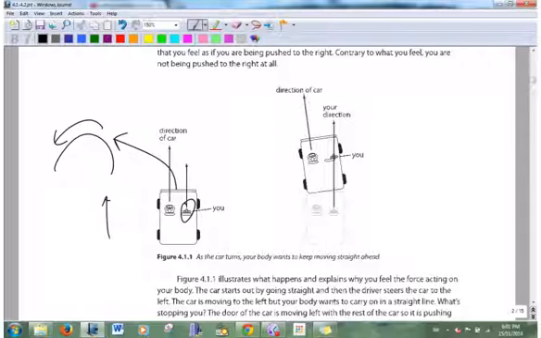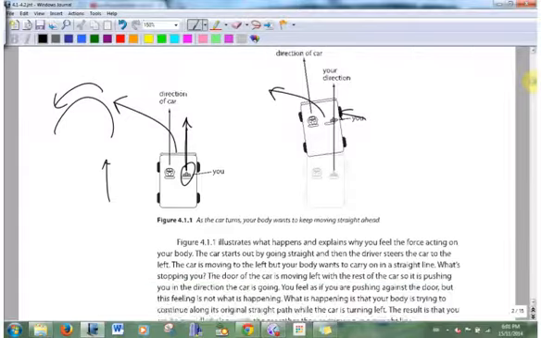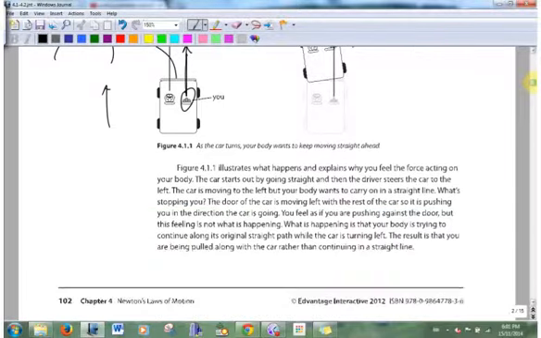But actually what is happening is the door is actually hitting you. You want to travel in the same direction that you were traveling. It's the car that's moving underneath you and hitting your arm. So it's a little bit opposite to what we've previously believed.